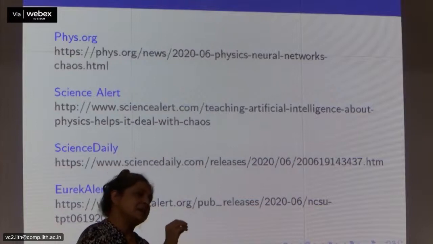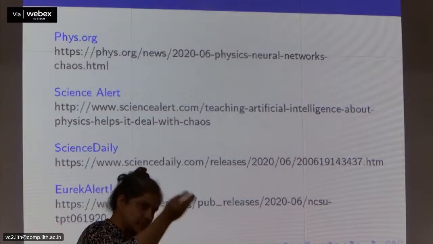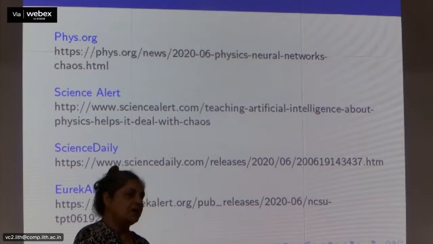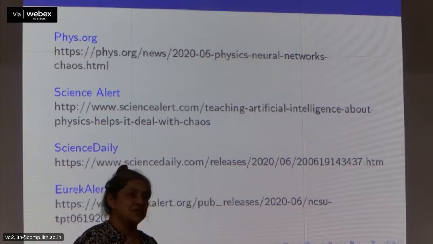What it takes in is P's and Q's. There it took Q naught and Q input. Here it takes P's and Q's. All it does is that the loss function it assumes is generated by a Hamiltonian. So that's why it's an existence thing.